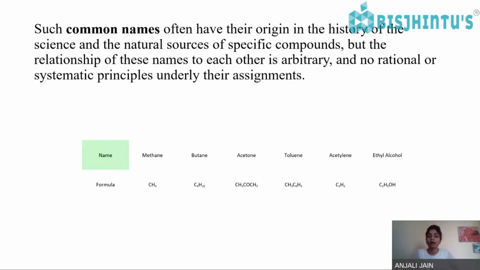Like if I talk about a single carbon, it is known as meth. And ane is used for alkane. Four carbons are known as butane. Acetone is there for CH3COCH3. Toluene is when your benzene ring is attached to a methyl group. Acetylene is when your ene has come, so it's an alkene. And in ethyl alcohol, it's C2H5OH: a hydroxy functional group has been attached to the ethyl group. Ethyl is when in C2H6 a hydrogen has been replaced by a functional group. So this is ethyl.